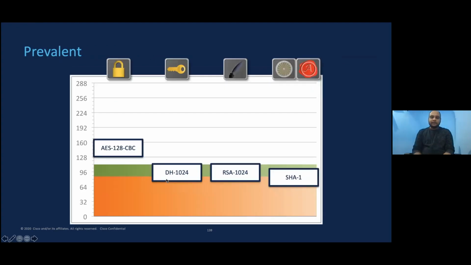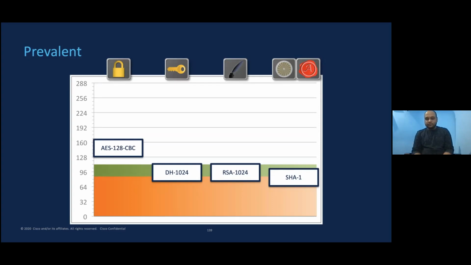So what are the current signature, hashing or encryption algorithms that you will be finding today? We found a major part of the population has moved to AES 128 CBC mode, but we see a large population still using DH of 1024, RSA of 1024, and SHA-1. As we have seen through the demo, a collision attack can be done on SHA-1 successfully. We should not be using DH 1024.